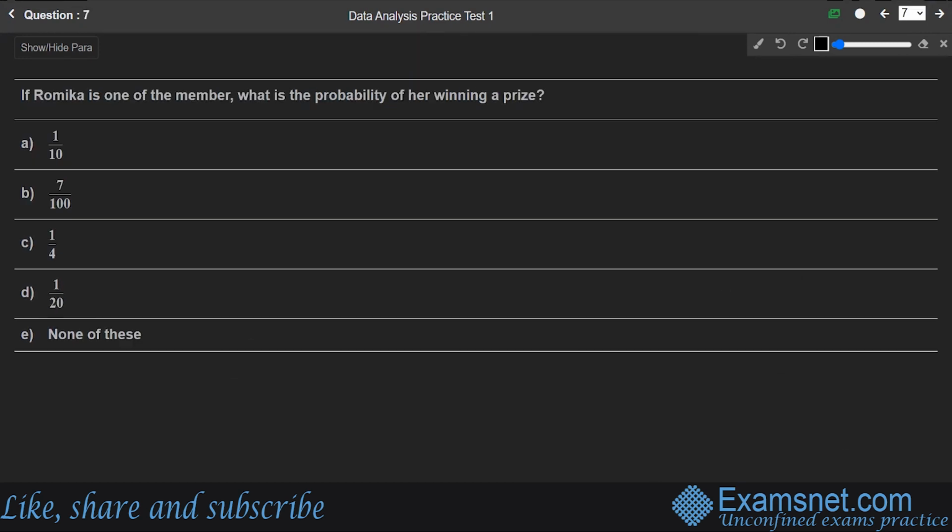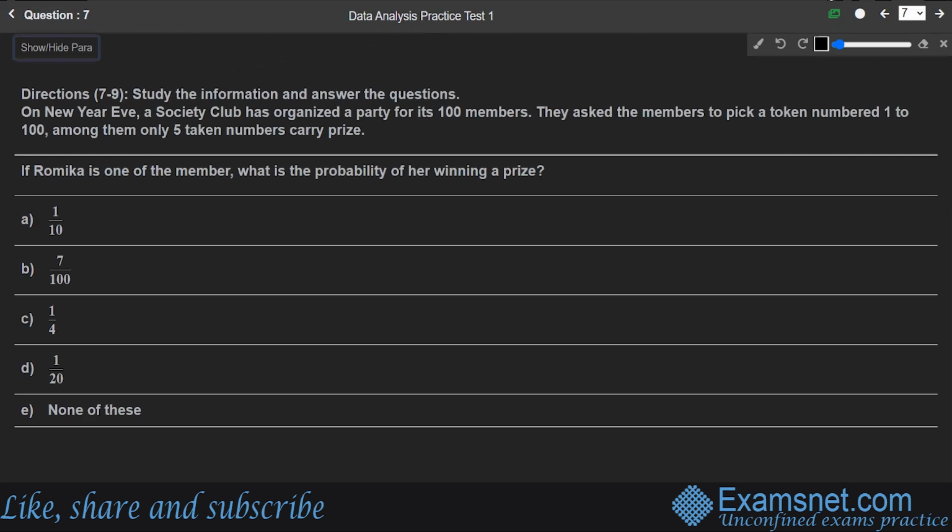Now, there's a question available. On a New Year Eve, a society club has organized a party for its 100 members. They asked the members to pick a token between 1 to 100. Among them, only 5 token numbers carry prizes. Only 5 numbers have prizes. The rest of the 95 don't have prizes. If Romika is one of the members, what is the probability of her winning the prize?